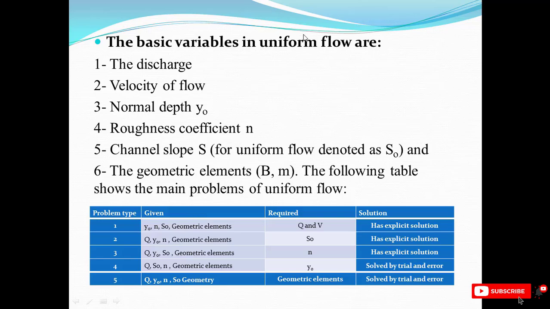We have some variables: discharge, velocity, depth, roughness, channel slope, and geometric elements. Maybe some of them are given and some of them are required, according to the table. In some cases a direct solution is required, and in another, trial and error, especially if y and b are unknown. You should do the trial and error.